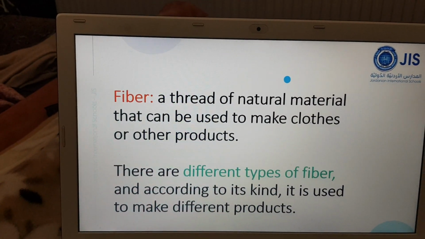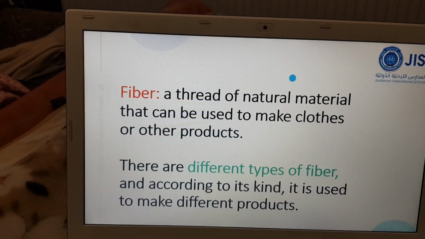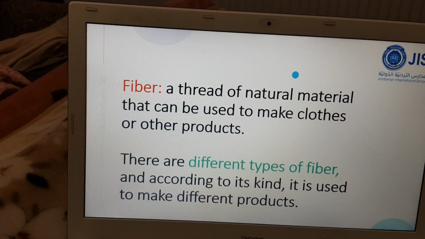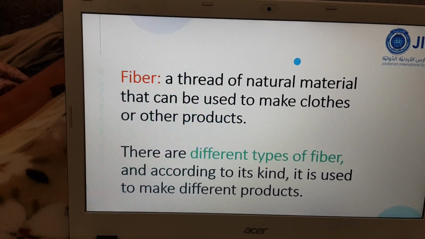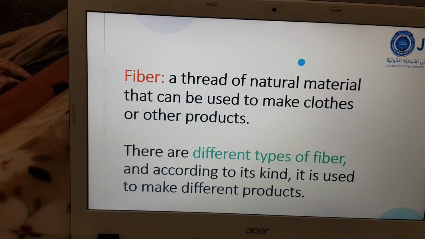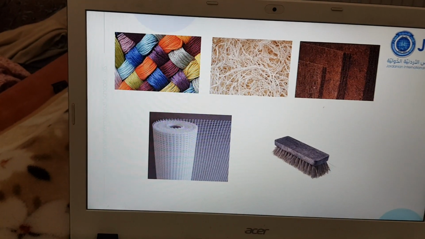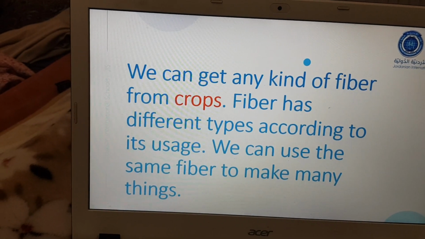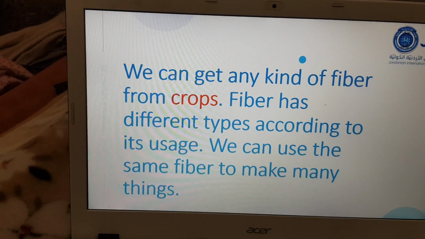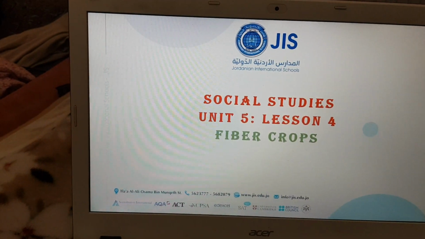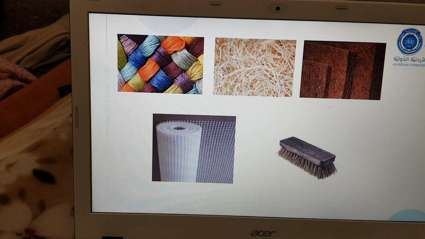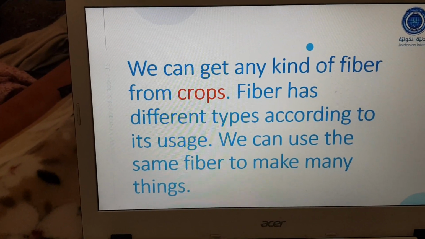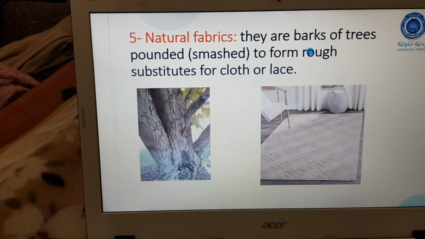It is a thread of natural material that is used to make clothes and other products. So it's a thread taken from natural material, natural resources, to make different products, and mainly all different kinds of fibers are taken from crops. That's why our title for this lesson is fiber crops, because fiber is taken from crops, and crops of course come from nature and from plants.